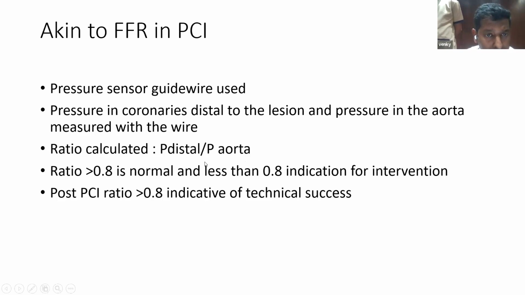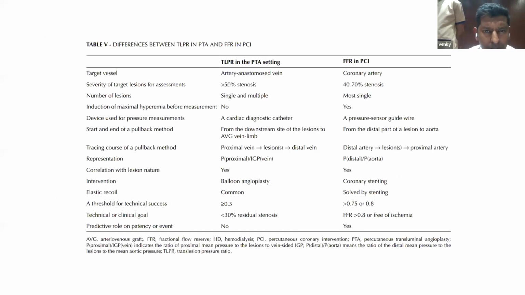Normally, if the lesion is not significant, the pressure in the coronary should be as good as the aorta, or the ratio should be close to one. If the ratio is more than 0.8, it is at least acceptable. If it is less than 0.8, it means the lesion is significant, and they go ahead and do an angioplasty and stenting. One marker of success is that after stenting, the ratio should approach 0.9, or at least be more than 0.8. What we have done is almost similar to the FFR, the only difference being we used a diagnostic catheter here for fear of the cost.